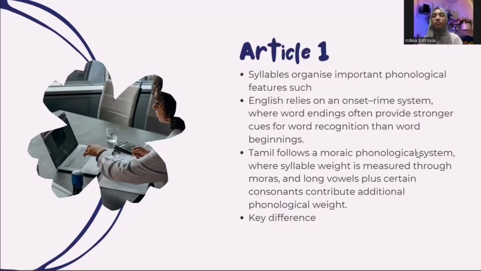And it also studies how Tamil follows a moraic phonological system where syllable weight is measured through moras, and long vowels, plus certain consonants, contribute additional phonological weight. So, the key difference is English syllables usually remain within a bimoraic structure, while Tamil syllables often exceed this limit and create pronunciation challenges for Tamil speakers when they are learning English.